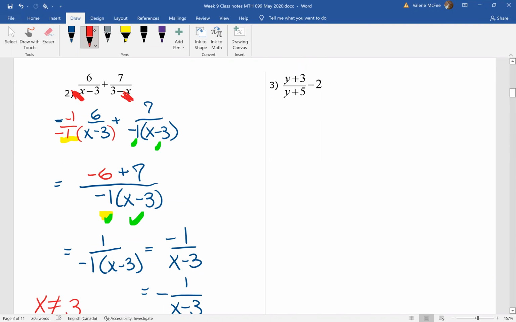Question 3. Remember that any integer can be written over 1. Any expression could be written over 1 if I want it to be a fraction. That tells me that my lowest common multiple of the denominators for this question is simply 1 times y plus 5, or just y plus 5. And so I can go ahead and write my y plus 3 here, since it's already over the y plus 5.